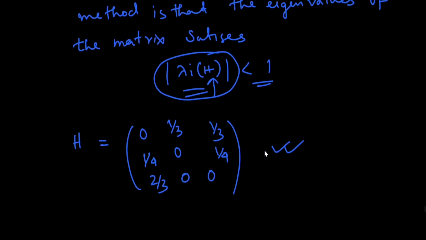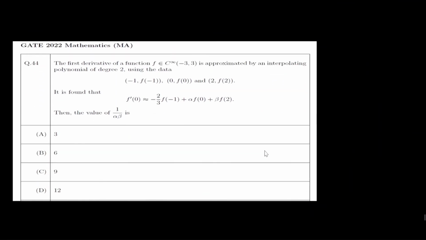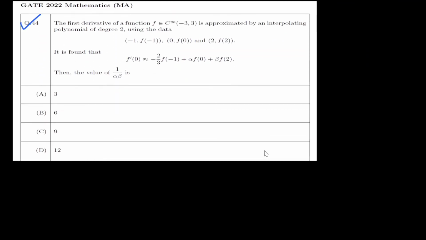Now go to the next question. Question number 44. The question says that the first derivative of a function f is approximated by an interpolating polynomial of degree 2 using the data (-1, f(-1)), (0, f(0)) and (2, f(2)). It is found that f'(0) equals this approximation, which is given, then find the value of alpha and beta.